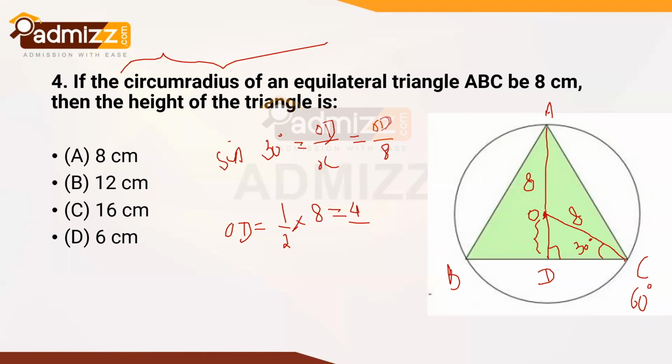So we know OD and we know the length of OA as well. So AD is going to be 4 plus 8, which is equal to 12. Option number B. Was this clear to everyone?